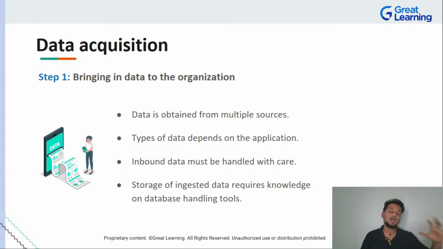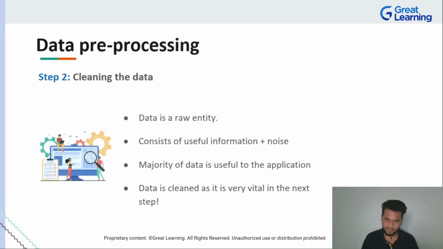The first step is to bring the data and store it in a secure way. The second step is, once you have stored the data, you know that it will consist of things which are useful and things which are useless. So remove the useless part, keep the useful part, and make sure that data is clean and pre-processed before it goes to step number 3.